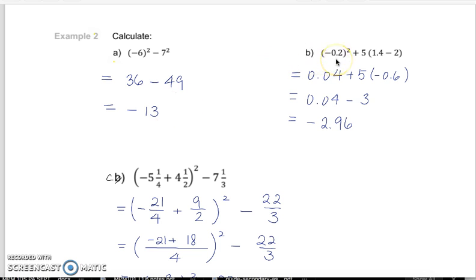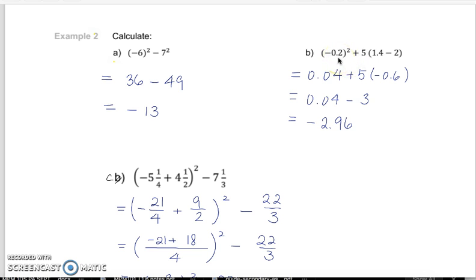Question B. In brackets, -0.2 to the power of 2 plus 5 times 1.4 minus 2. So if you look across, the plan is we deal with the brackets first and then exponents. Here we also have brackets and we have a multiplication. So we know what to do first and what to do later.